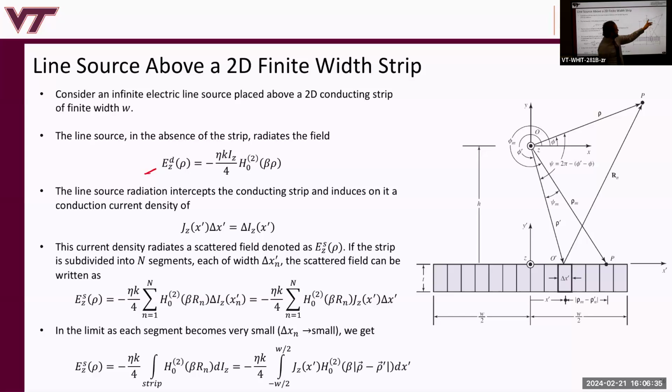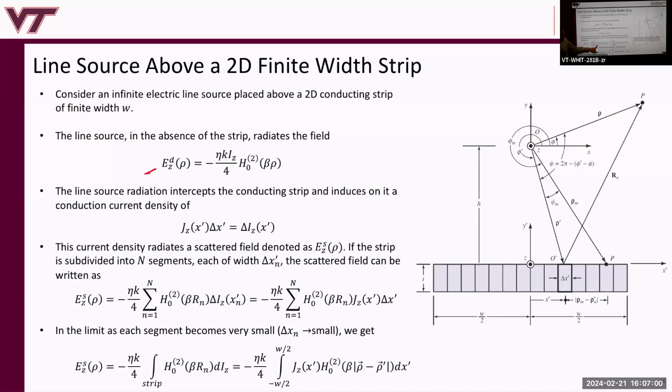So this line source is going to radiate against the conductor. It's going to induce current on the conductor. If you find the radiation due to that induced current, it is called the scattered field, all right? So the scattered field, we can calculate, we denote as Ez scattered. If we subdivide the strip into n segments, each having the same width, delta xn prime, the scattered field we can write in the following way.